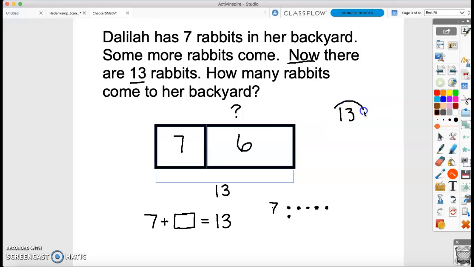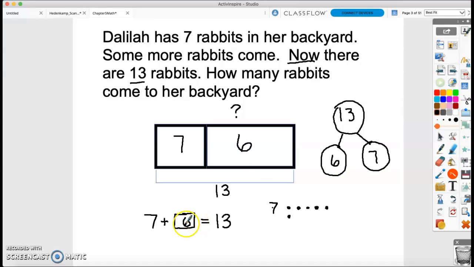So if I had 13, 6 and 7 go with that. And I could put 7 first or 6 first and it's fine. So 7 plus 6 is 13.